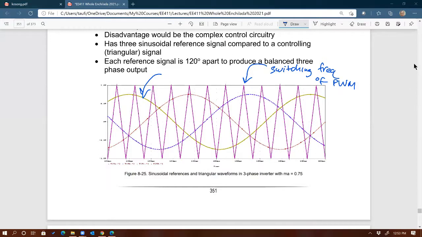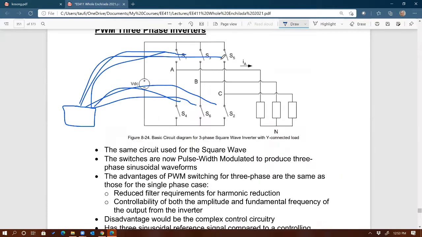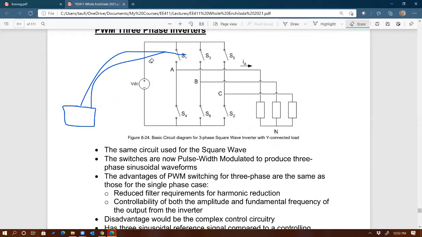So how do we control the switches using these signals? By comparing the two signals. If you just focus on the first one right here, yellow, that first sine wave, you compare the sine wave with the triangular waveform. Anytime the sine wave is higher than the triangular waveform, then we will turn on, for example, the top switch on A. So anytime the sine wave is larger than the triangular waveform for reference signal A, turn on this one and turn off the other one.